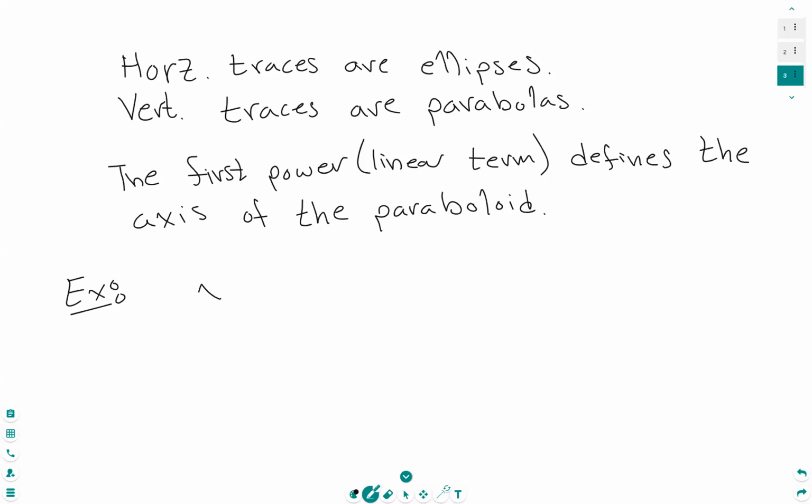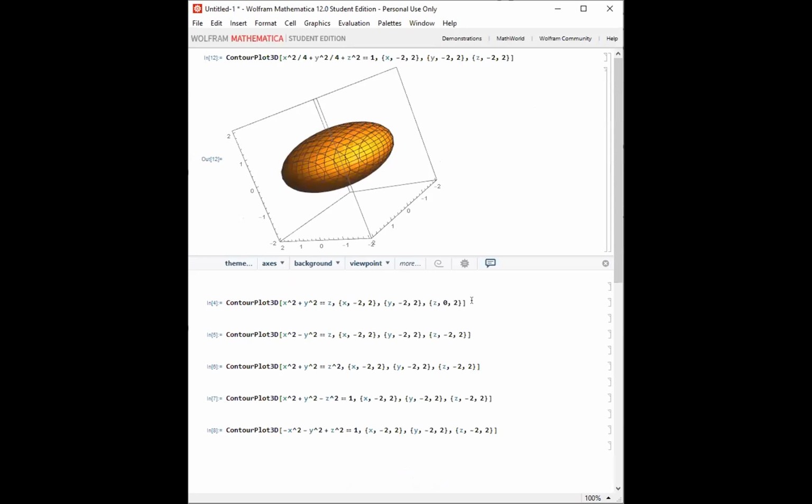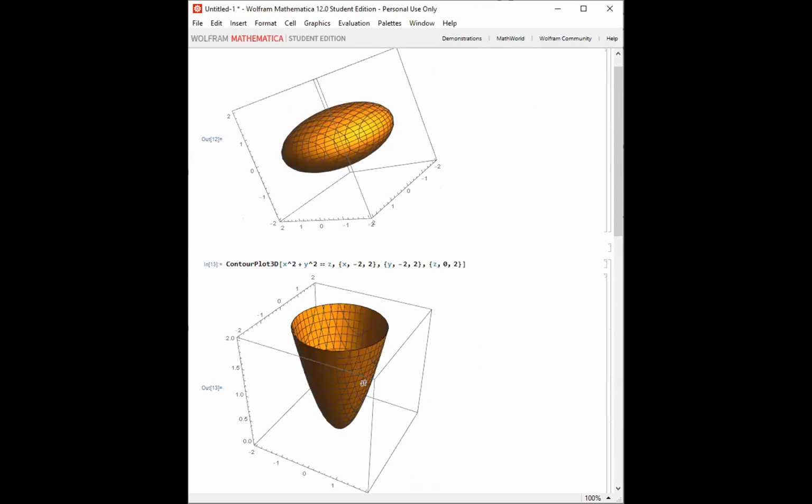We're going to look at x squared plus y squared is equal to z. So pretty simple. So let's do a new share. We're going to go back to our Mathematica. So here I have my x squared plus y squared is equal to z here. And this is what it looks like.